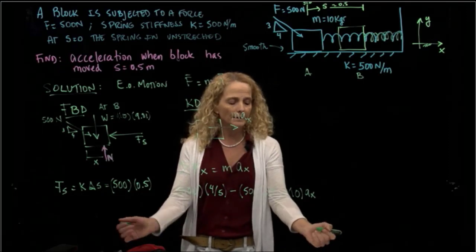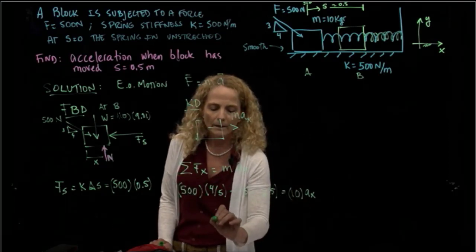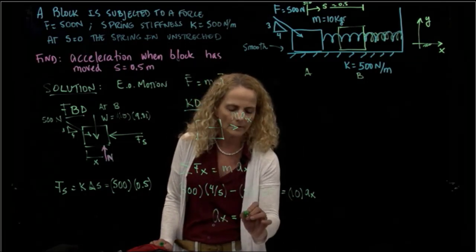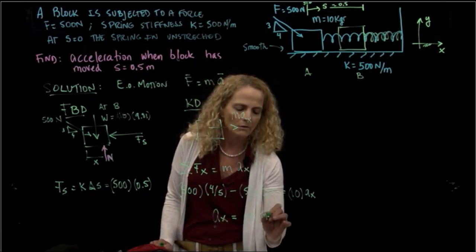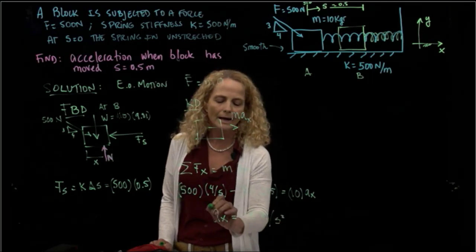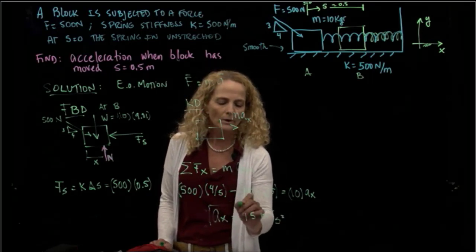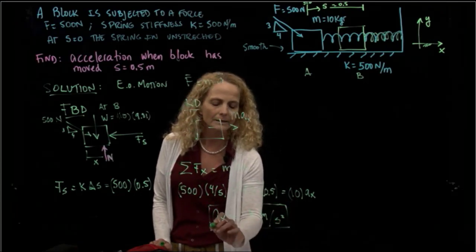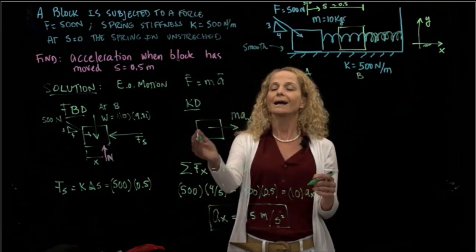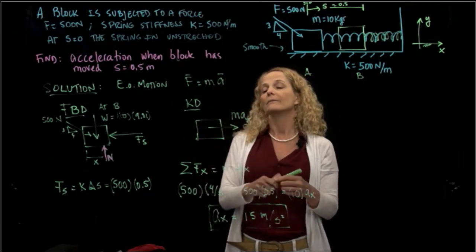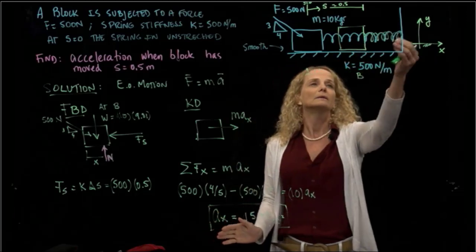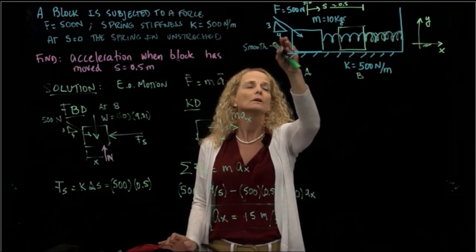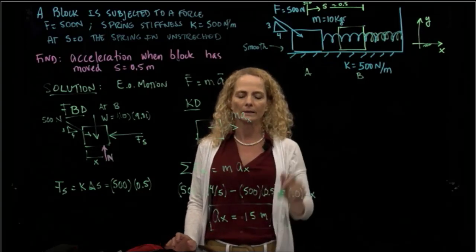So that's my equation, and I just solve for a. If you solve for a in that equation, it gives you an answer of 15 meters per second squared. So I got a positive value, a magnitude of 15. It means that the force is still accelerating my block. And obviously, eventually, that spring will be strong enough to stop the block from moving, but in this position, the block is still accelerating in that direction.